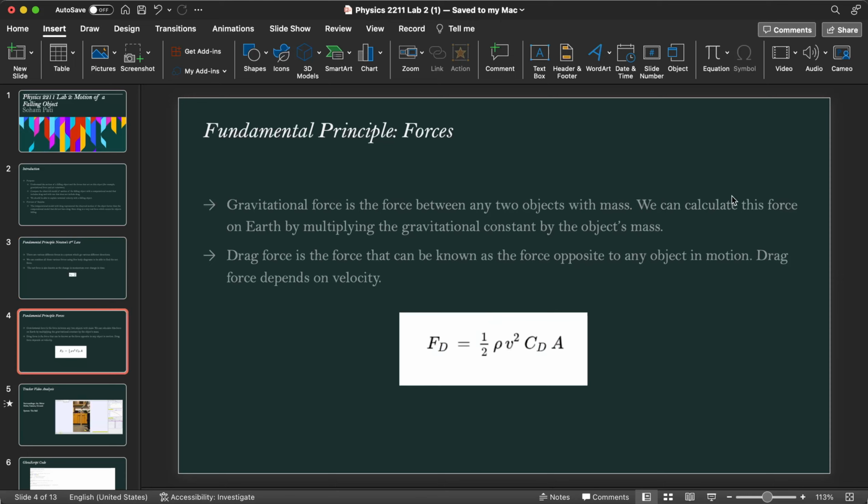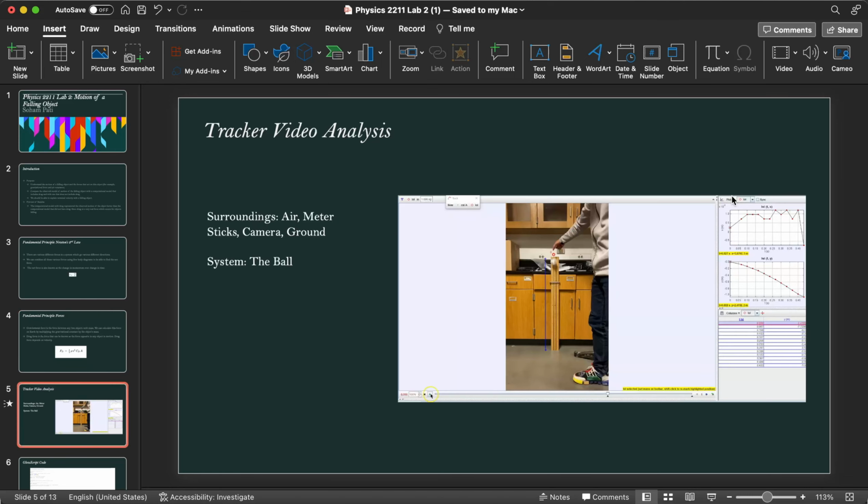We also need to know about gravitational force, which is the force between any two objects with a mass. We can calculate this force on Earth by multiplying the gravitational constant by the object's mass. Drag force is the force opposite to any object in motion. Drag force depends on velocity.